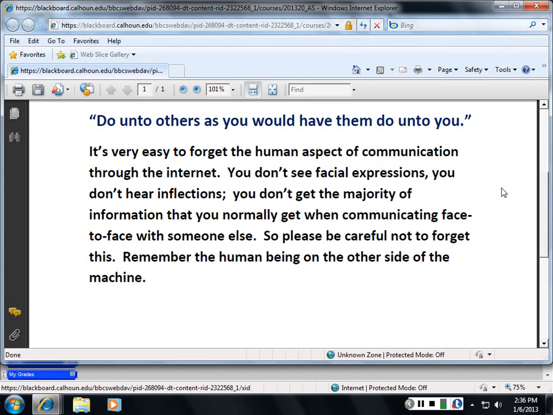So it's very easy to take something the wrong way. And so you have to be very careful about how you express yourself. So be very conscious of that. Be very polite. And always think of the human being that's on the other side of the computer, on the other side of the machine, on the other side of the internet. Think about how you would like to be treated, how you would like to be talked to when you're communicating with them. So here's the golden rule of etiquette.